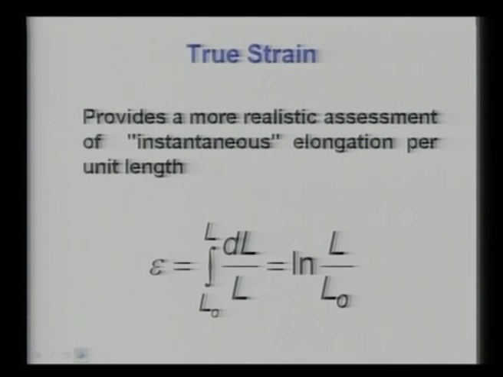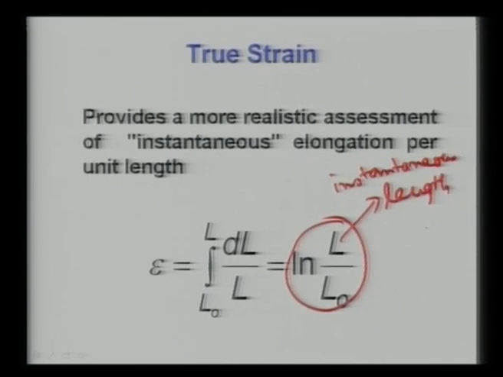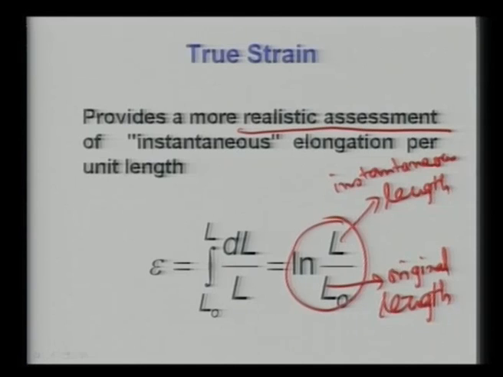And what is called true strain? True strain is a very standard formula: true strain is nothing but ln L by L naught. And what is L? L is the instantaneous length of the specimen and L naught is the original length of the specimen. So the natural log of the ratio of the instantaneous length to the original length is defined as the true strain, and because it provides a more realistic assessment of the instantaneous elongation, that is the reason why true strain is typically used.